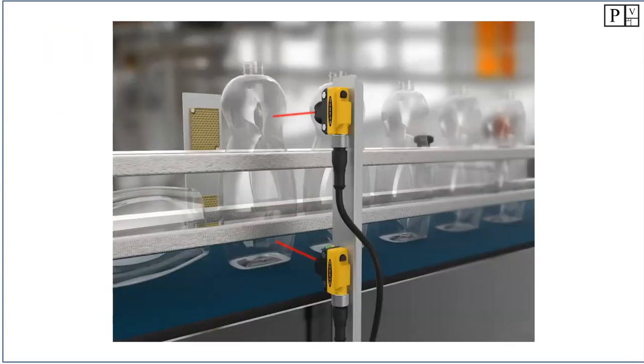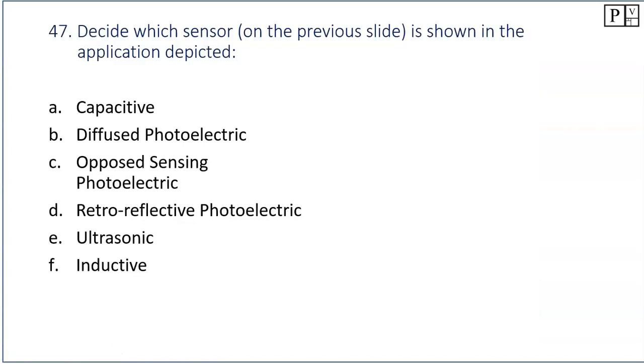Okay, let's take a look at 47. So this one here, we have a red LED going out. We're not sure whether this is retroreflective, diffuse, or opposed sensing, but we can just make out here that there is a reflector on the other side of the unit. So this is probably a polarized retroreflective sensor. Okay, so 47 is D.